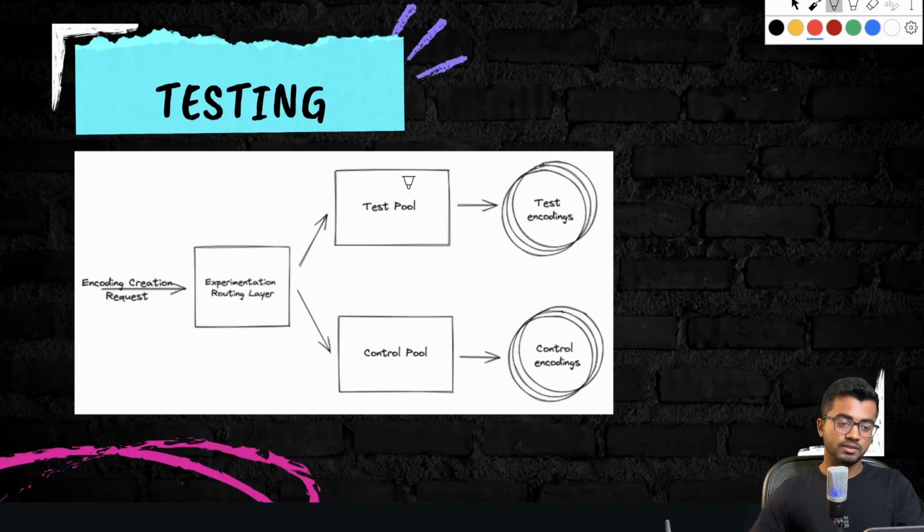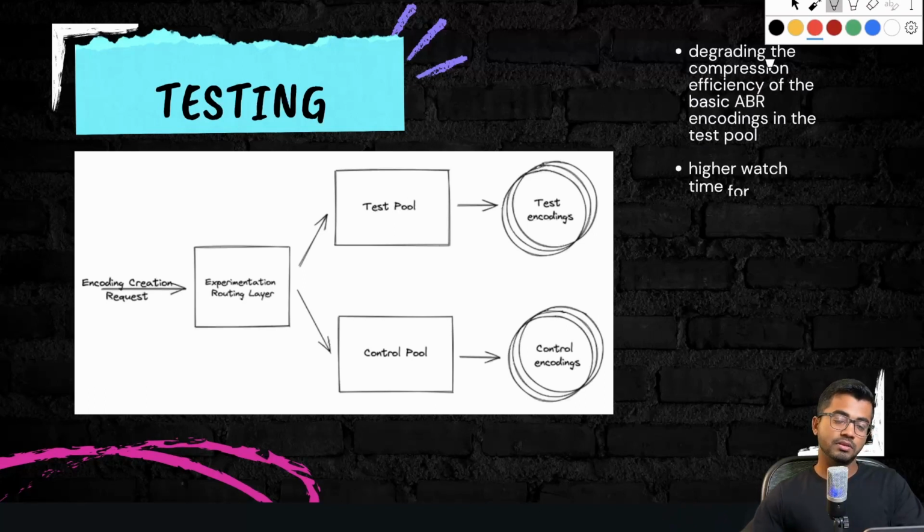Once the video was generated out of this, the outputs were tagged into different namespaces. The videos encoded via the test encodings were uploaded to one namespace, and the videos generated by the control pool were put into a different namespace, just to make sure the metrics are in the right place, right? So what did they observe? They observed a little bit of degradation in the compression efficiency of the basic ABR. Of course, that would happen because instead of processing from the raw file, they're doing it from the progressive frames, which was expected.